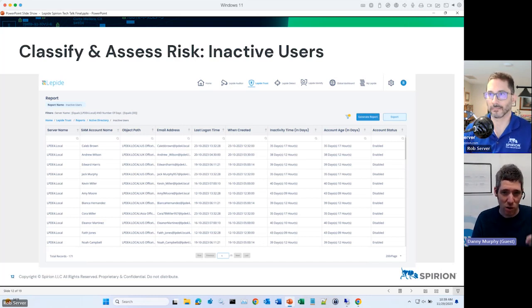Within Lepide, we have a way to automate how we handle these inactive users. We can lock them down, archive them, even delete them after a certain period of time as well. So this is a quick win when reducing your risk within Active Directory. And then on to the next slide, please, Rob.